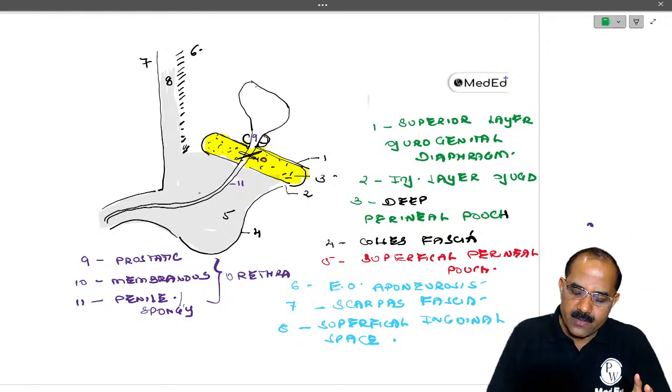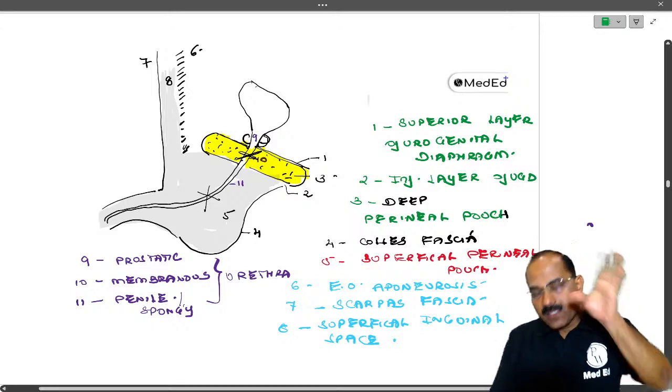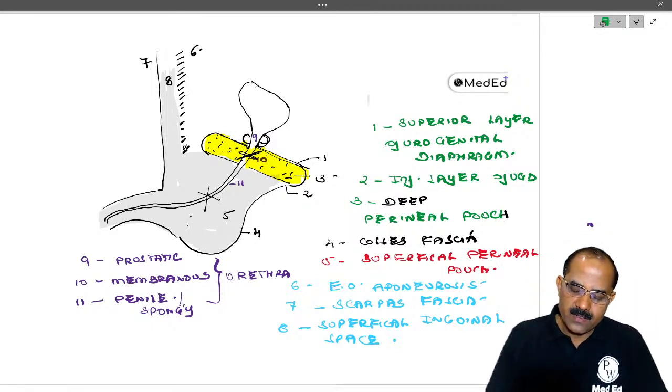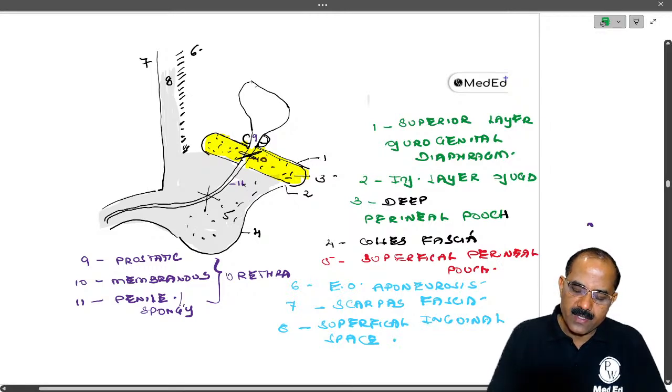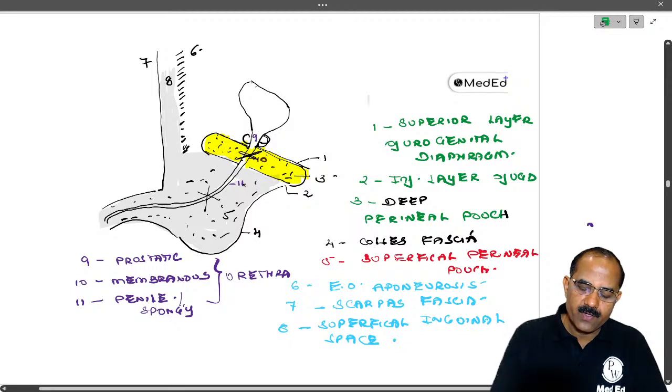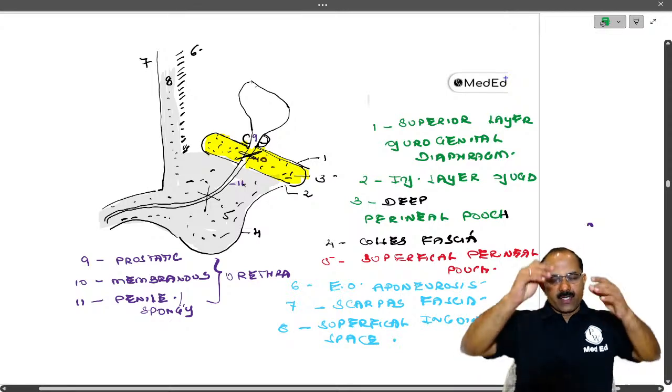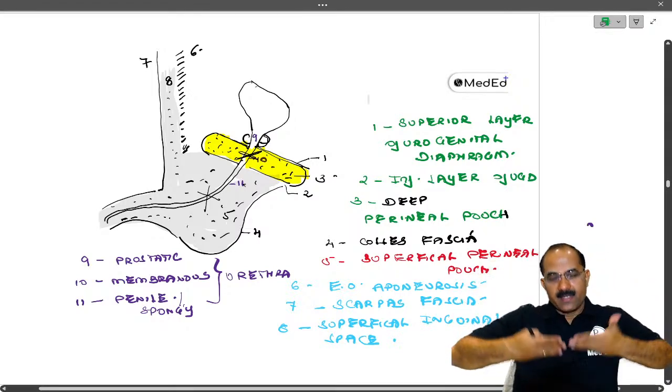But if the urethra is ruptured here in the superficial perineal pouch, अगर injury होता है, the urine will collect in the scrotum. Look at this. The urine will collect in the scrotum. The urine will collect in the penis, and the urine will enter the space which is known as the superficial inguinal space. The urine goes as high as the chest.